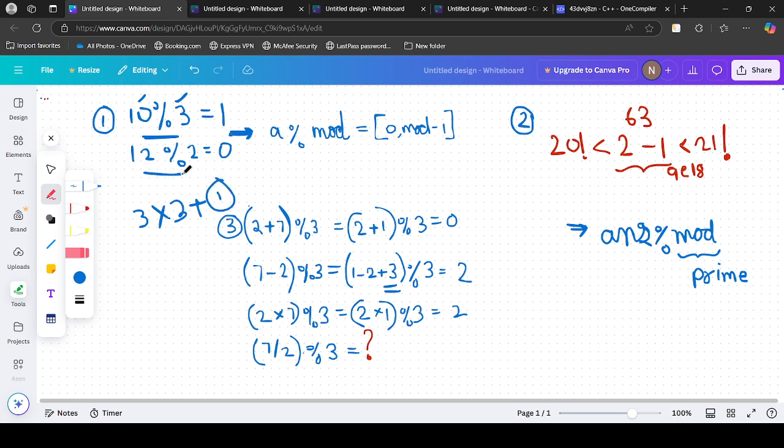And similarly 12 modulo 2 is 0 because it is directly divisible by 2 and there is no remainder, so it is 0. So a mod b is the remainder, and the value can go from 0 up to mod minus 1.